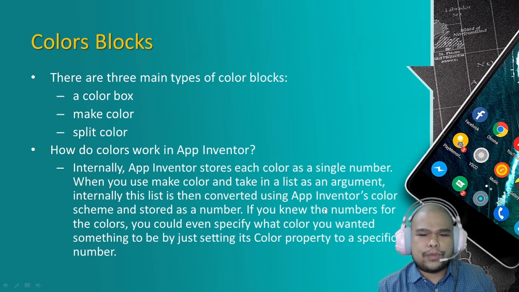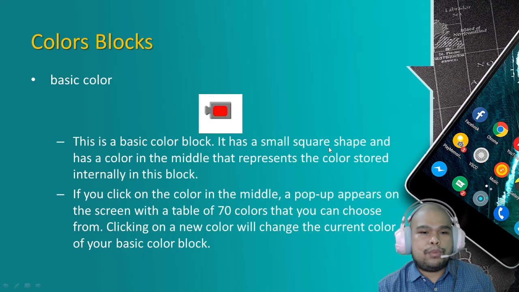So, if you knew the numbers for the colors, you could even specify what color you wanted something to be just by setting the color property to a specific number. So, ang ginagamit natin dito, I believe, is RGB. Okay? So, let's say for example, ito yung first type ng colors natin. It's a basic color. So, this is a basic color block.